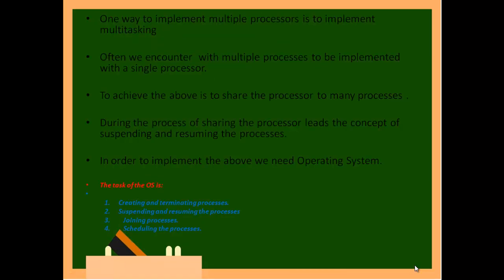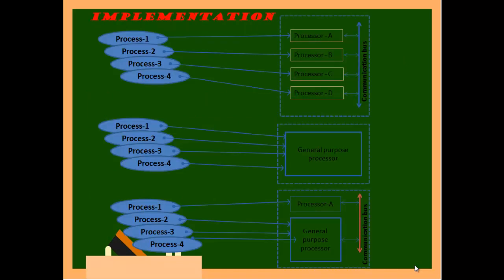One way to implement multiprocessing is to implement multitasking. Often we implement multiprocessing with a single processor itself. This is generally used because some data from process 1 will be required by process 2 also, and this data will be required by process 3 also. In some cases processor 4 requires the data of processor 1. So if it is done in a single processor, then data sharing can be done easily.